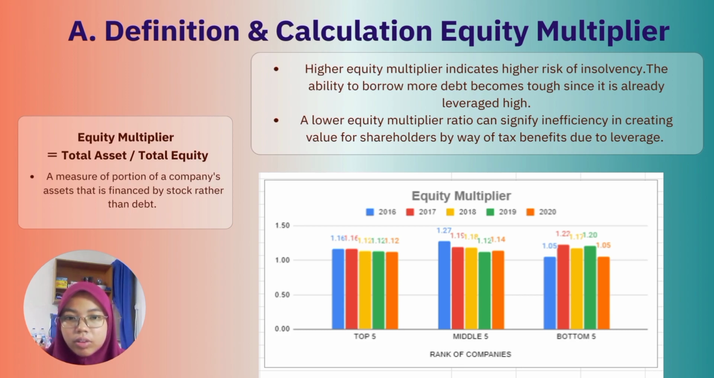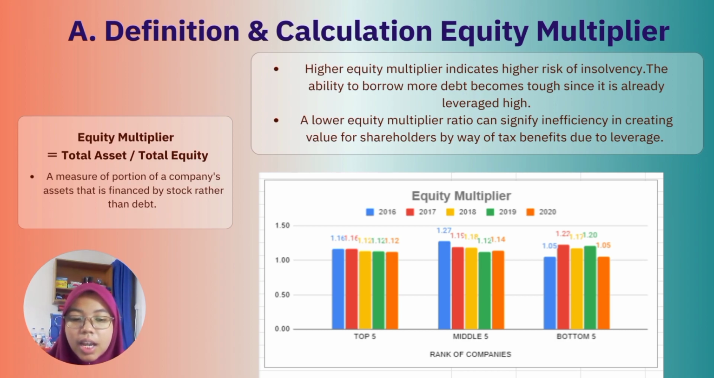Based on the graph, for the top 5, we can see that in 2016 it has the higher equity multiplier, which indicates a higher risk of insolvency. The ability to borrow more debt becomes tough since it is already highly leveraged. When leverage is high, the bank trusts the company less to give the loan. Okay, let's see the middle 5.